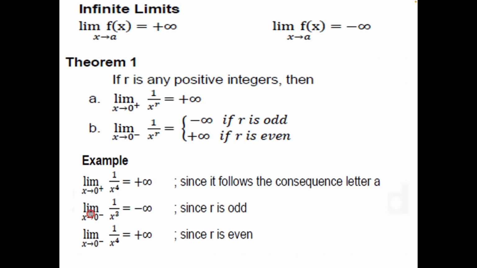In this case, we have here the limit of 1 over x cubed as x approaches 0 to the negative. So, meron tayong dalawang pagpipilian dito. Siya ba ay odd, siya ba ay even. So, ang ating given dito is odd. So, therefore, this is a negative infinity. Dito naman, sa baba, 1 over x to the 4. Itong 4 natin ay even, kaya siya ay positive. So, ito yung ibig sabihin itong dalawa na 'to.